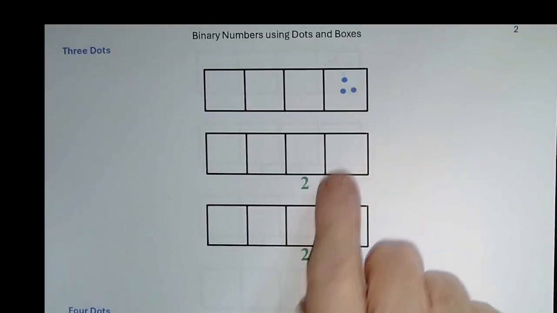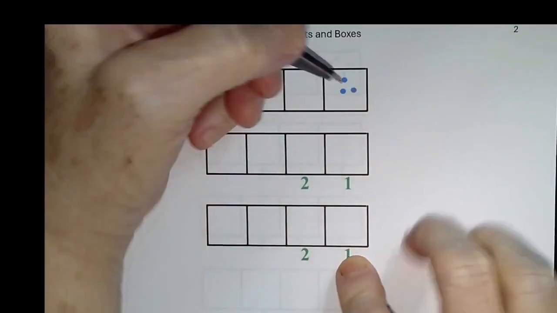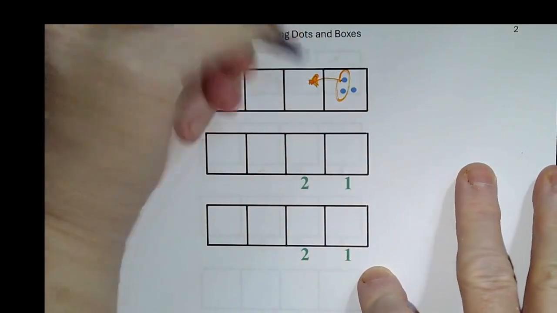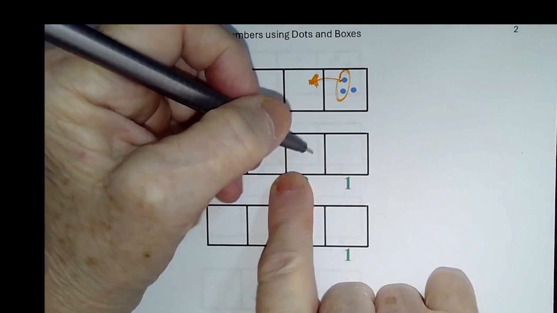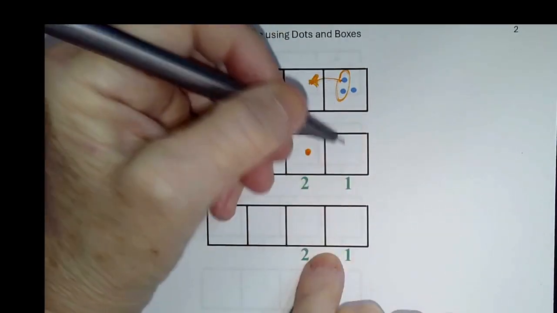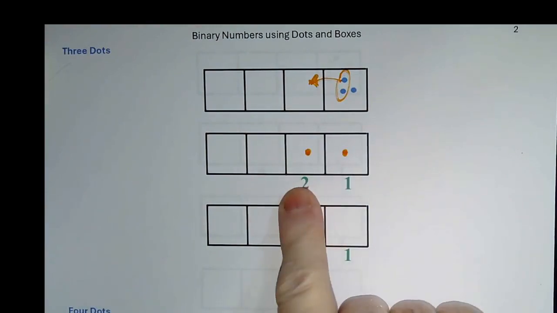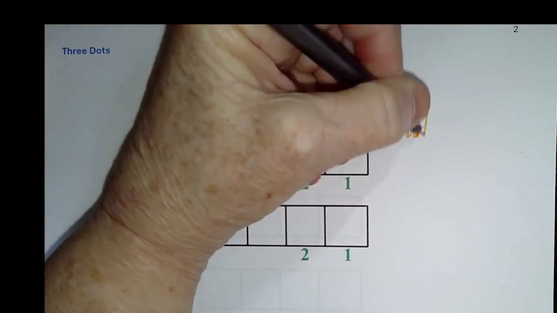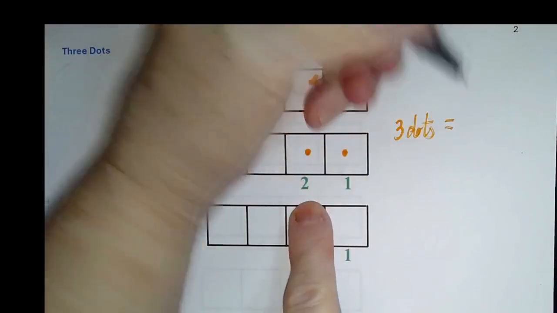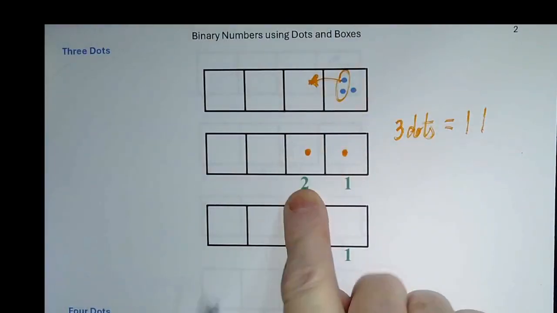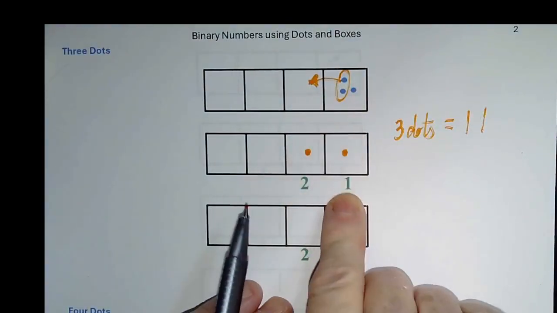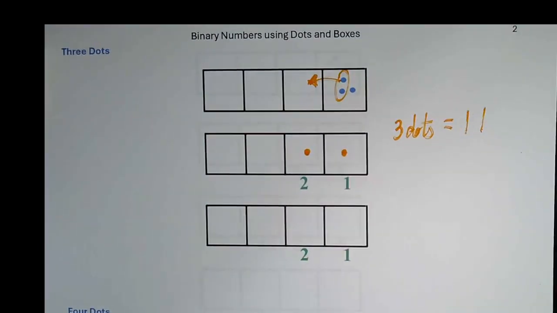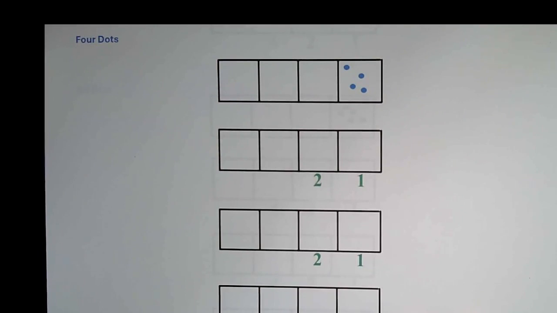When we had 3 dots, well, we know that 2 of them will explode and move to the left. So we've got 1 dot, and we still have 1 dot. So it looks like the code for 3 dots is 1, 1. 1 dot in the 2's box, 1 dot in the ones box. Okay, this is going all along swimmingly.